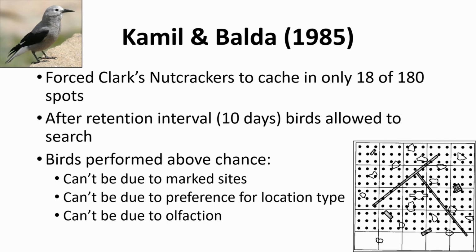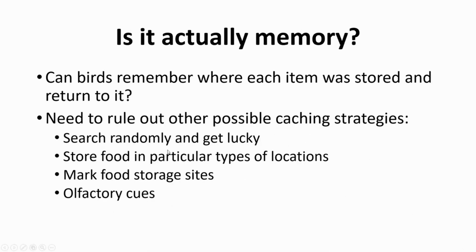Now, to try and control for some of the other possible things that might be happening from our list here, they wanted to see, okay, are the birds searching at random rates? Are they just searching one hole at a time? Are they searching randomly? Are the birds finding the correct holes at rates higher than chance? So are they doing better than the 18 out of 180 chance that they would have had if they were just randomly searching?